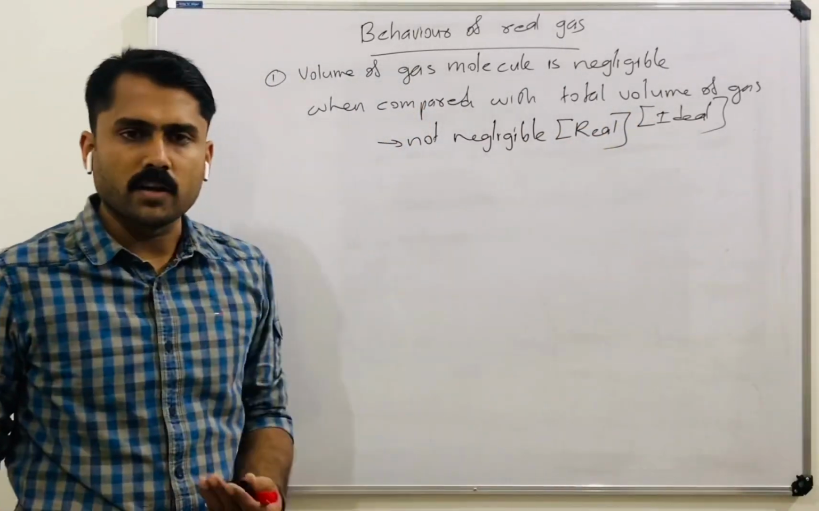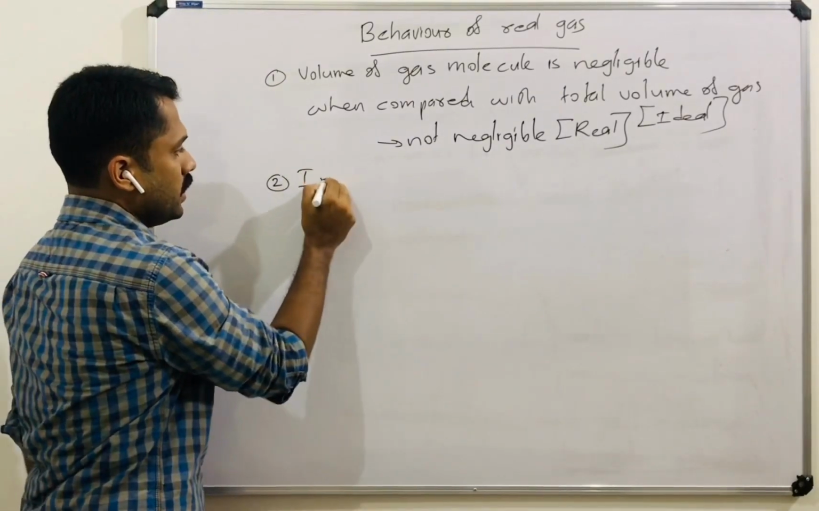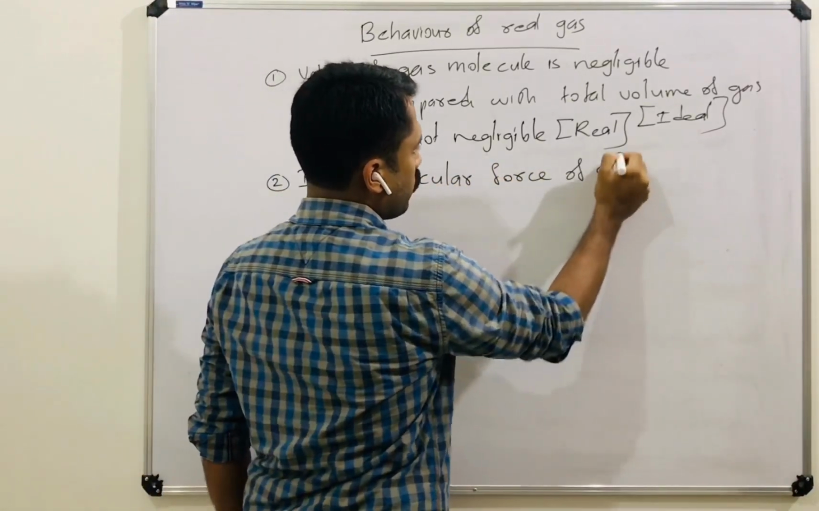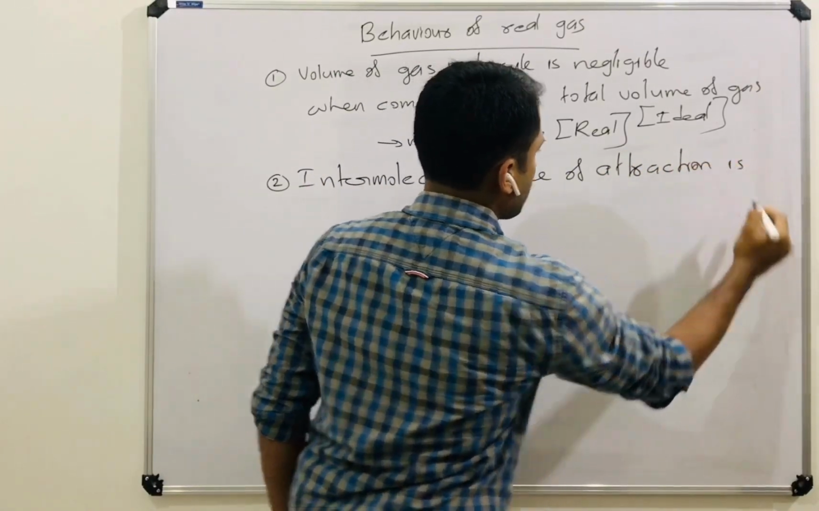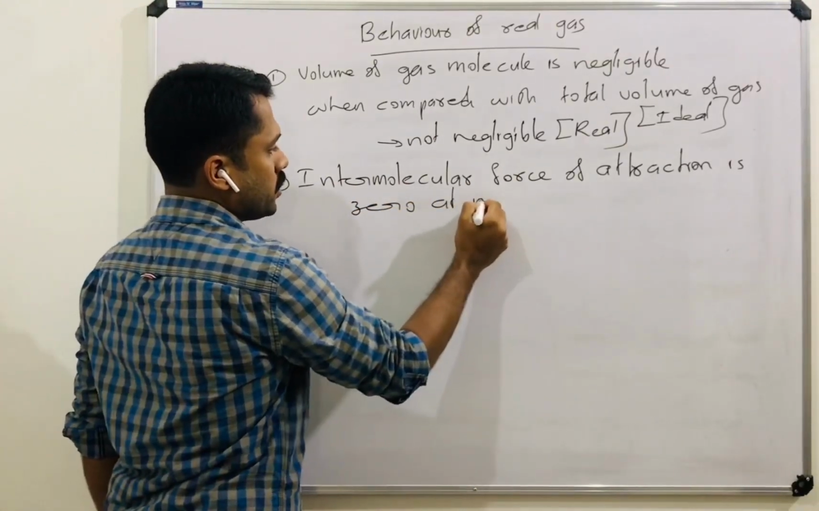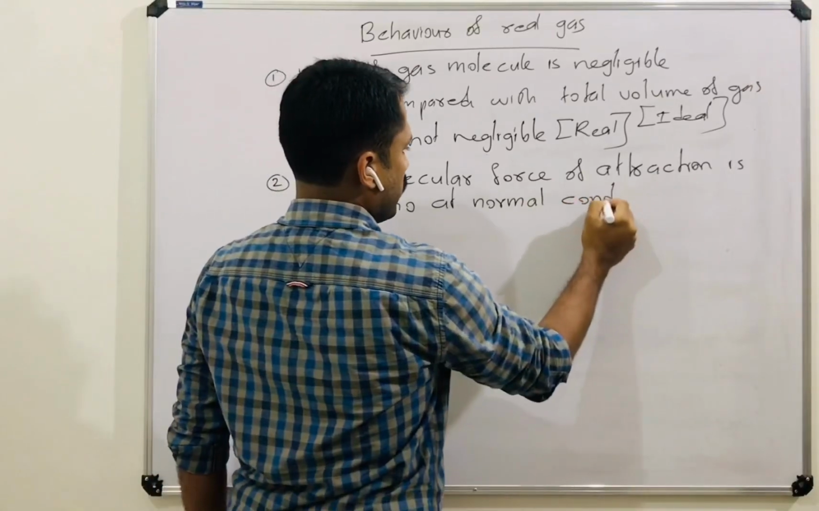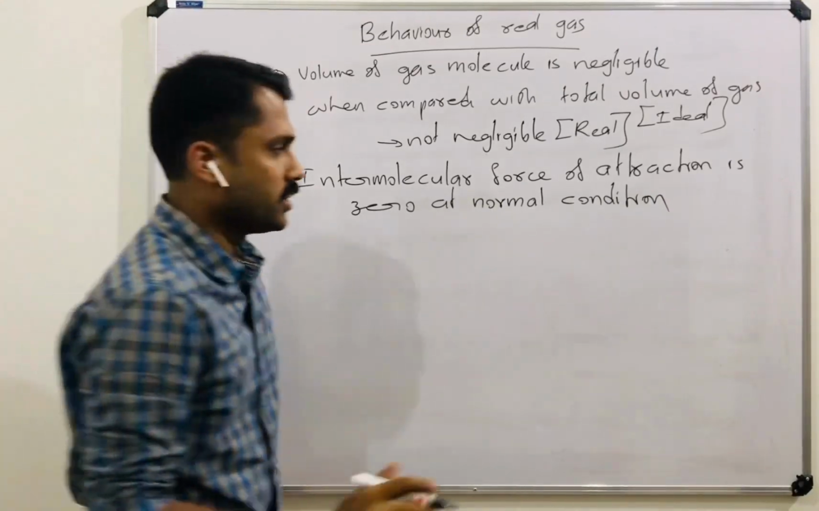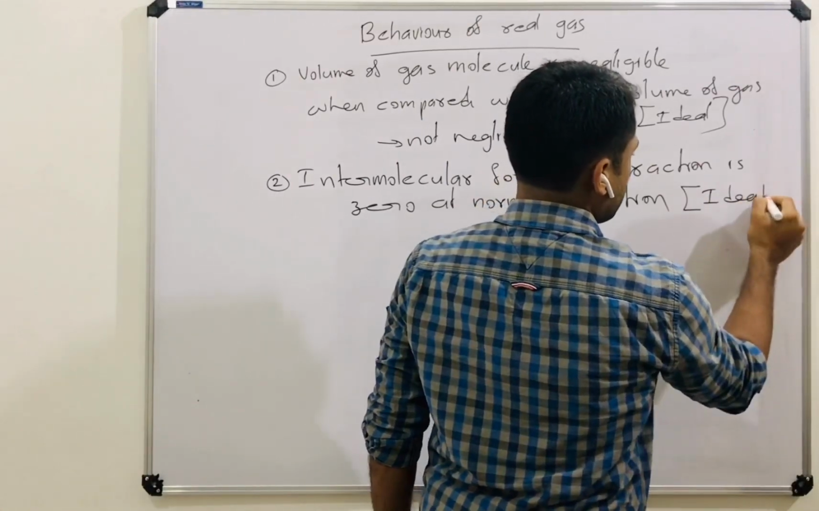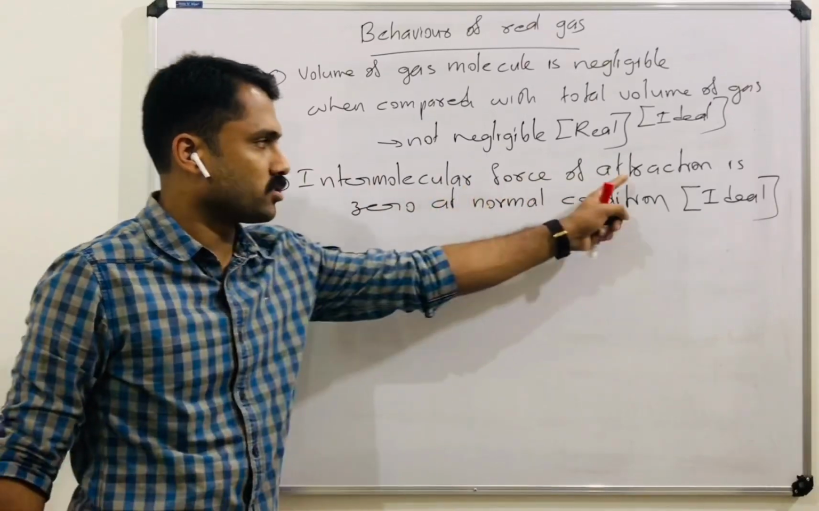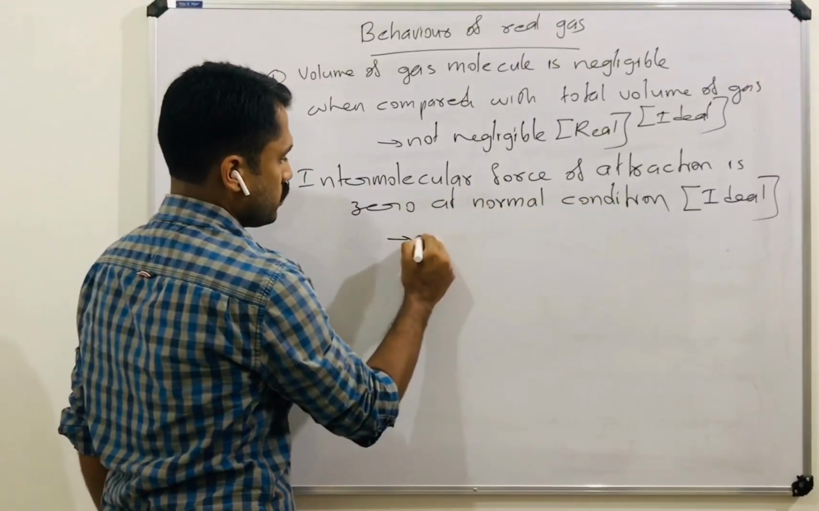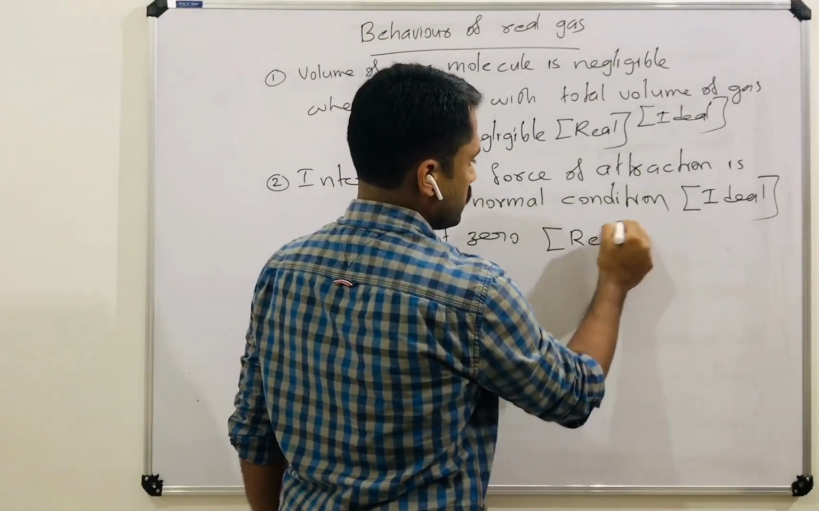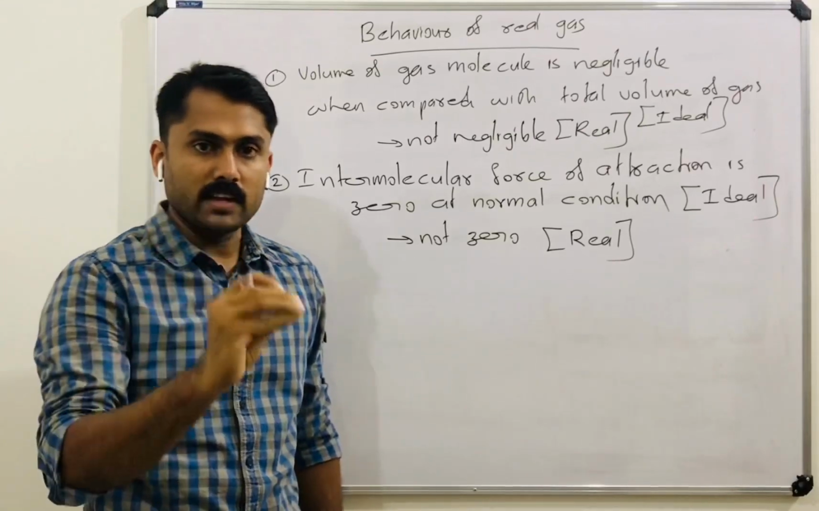Another property of ideal gas is intermolecular force of attraction. Intermolecular force of attraction is zero at normal condition, because there is no such attraction. That is for ideal gas. Then what about real gas? Intermolecular force of attraction is not zero for real gas. These are the main differences between real gas and ideal gas.